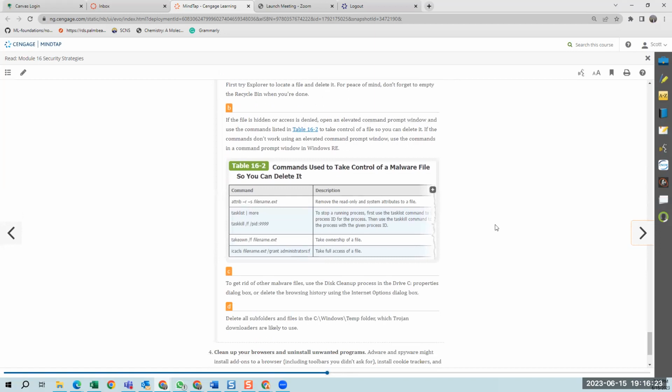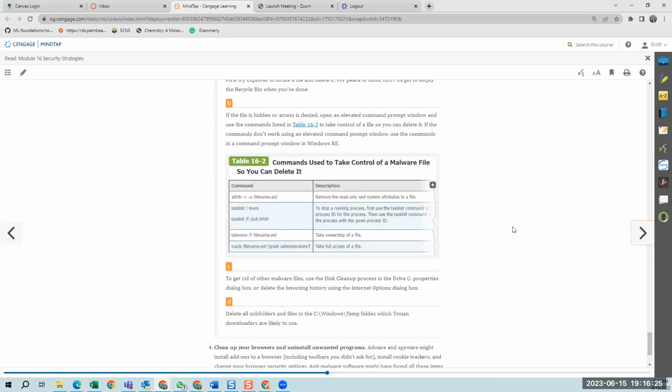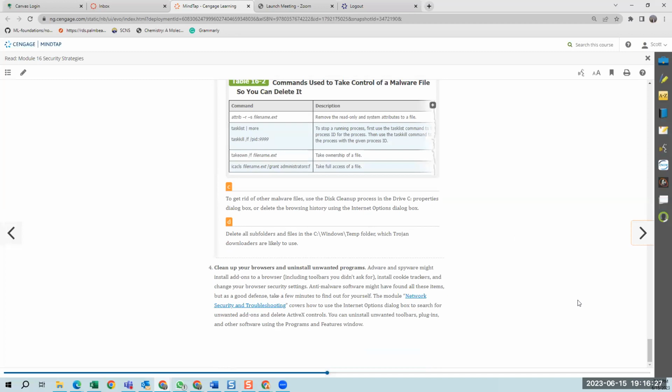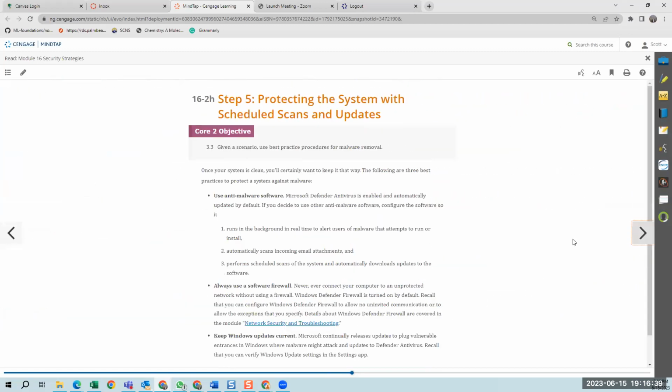So we can do it in a command line. We can do it with the software. We want to make sure that we get rid of anything that could have been added in that we didn't recognize. If there's something we're not using, we don't need it, we'll get rid of it. Just using up resources.